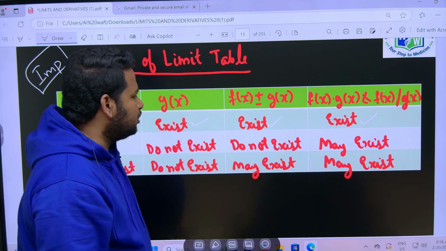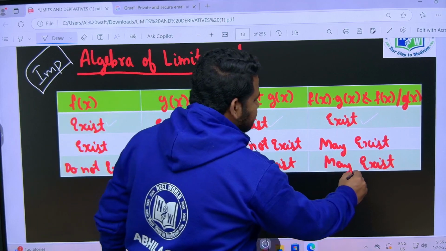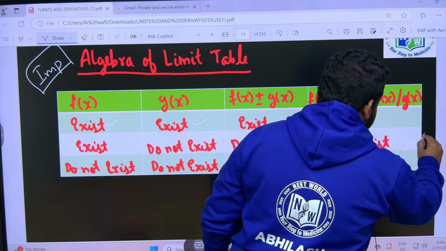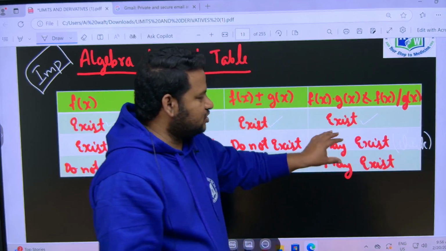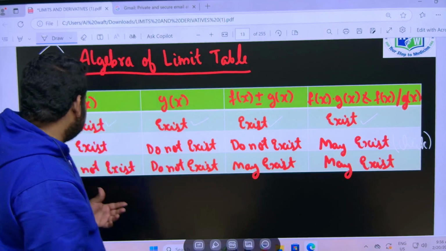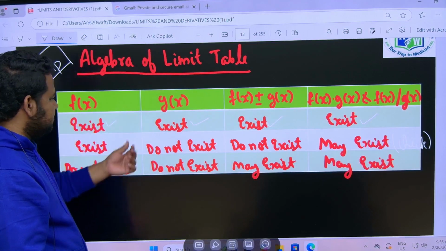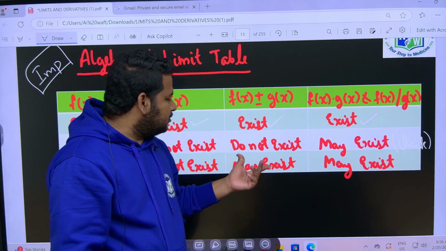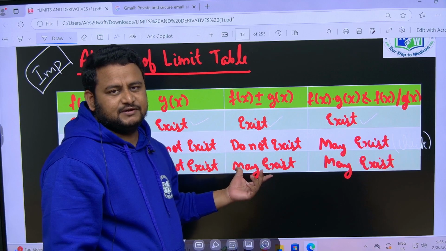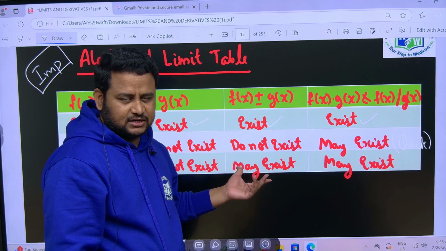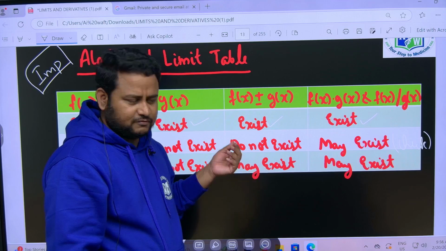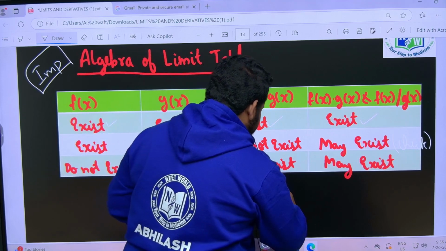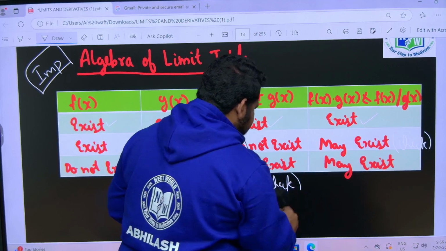May exist means we have to check whether it will exist or not. Now f of x does not exist, g of x does not exist, then what about sum and difference? It may exist, it may or may not exist, but if it may, what should we do? We have to check. We cannot say directly, here we have to check. Wherever I have written may, there we have to check.